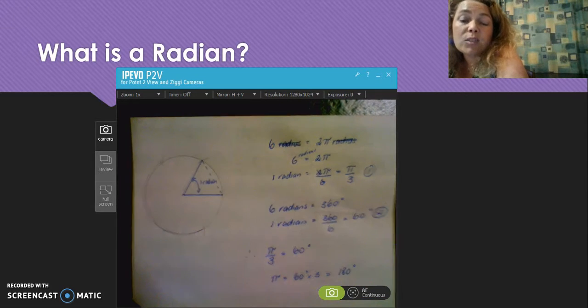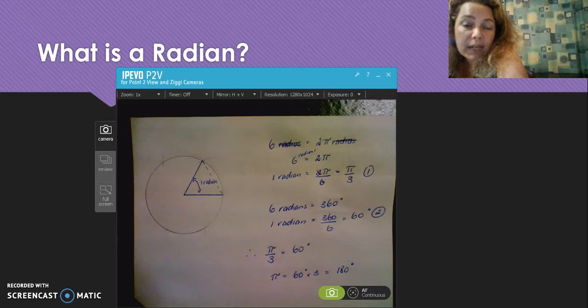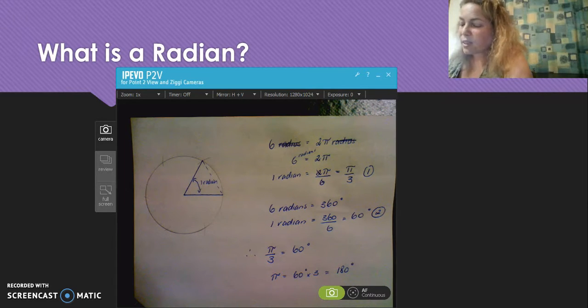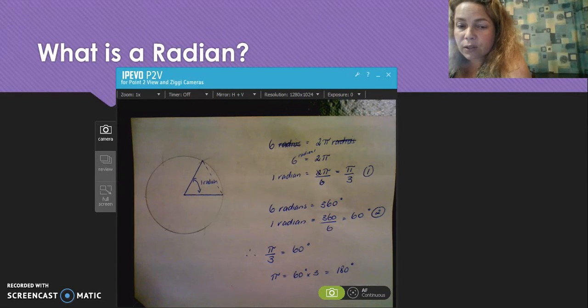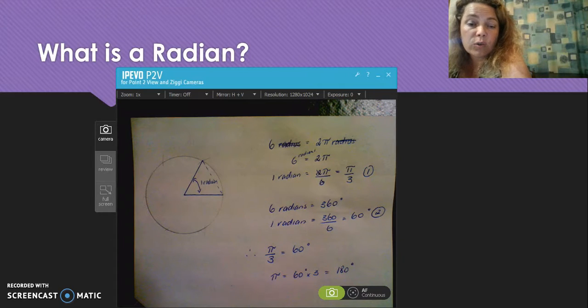Okay, that's a little bit confusing. I understand that. You need to know that pi radians is equal to 180 degrees, and expressed in terms of radians, we use pi. So pi on 3 is equal to 60 degrees. 180 degrees is equal to pi. That's how we know whether we're dealing with degrees or radians. Radians will have a pi in them when it's written out.